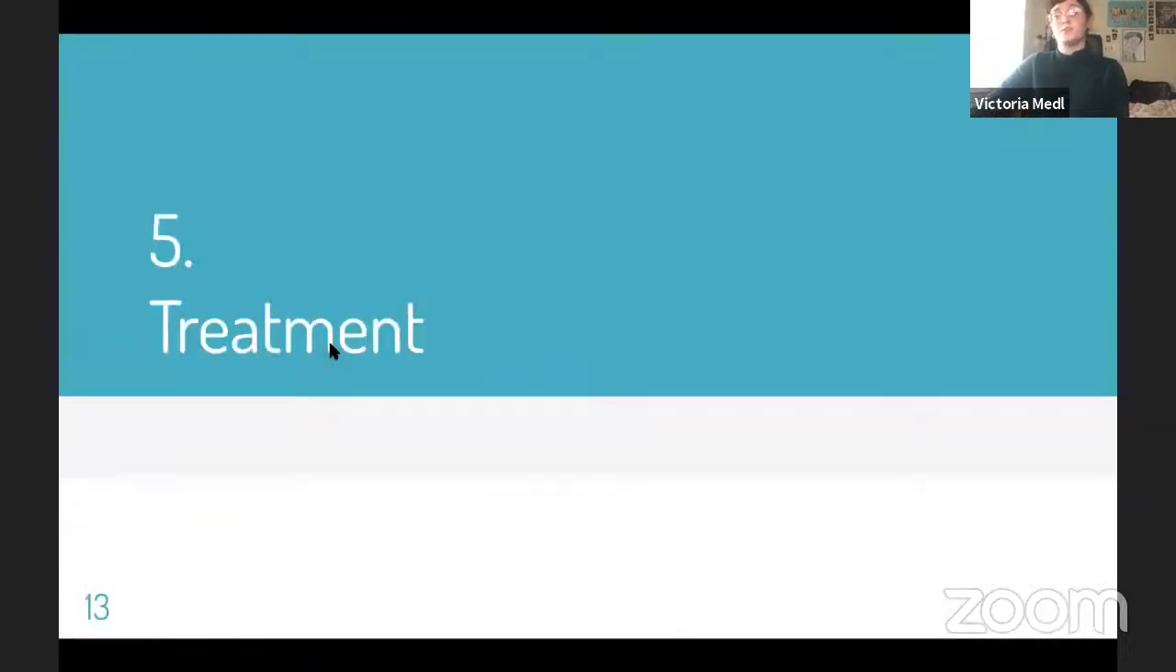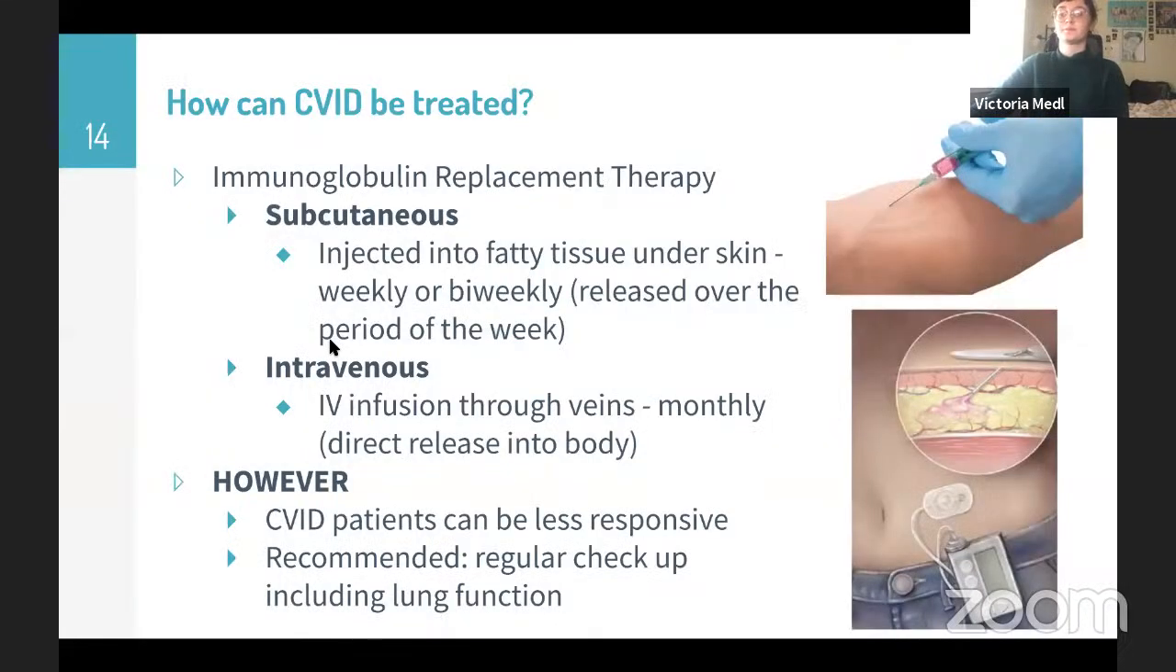So then I'm going to go into the main treatment of CVID. CVID's main therapy is called immunoglobulin replacement therapy. This can be administered two ways, either subcutaneously, which is injected into fatty tissue under the skin. This can be weekly or biweekly, and the immunoglobulin is released over a period of a week.